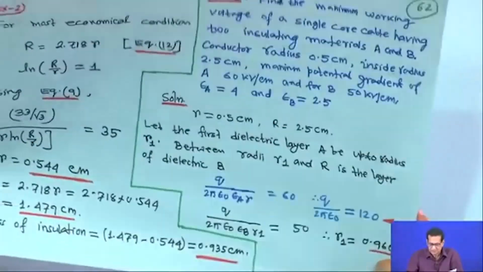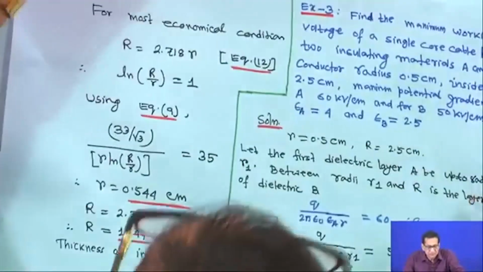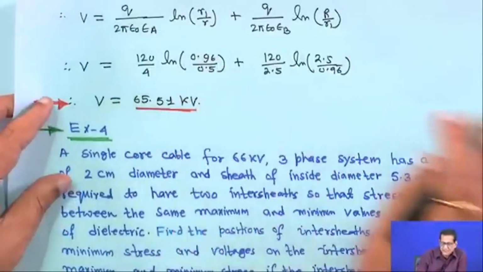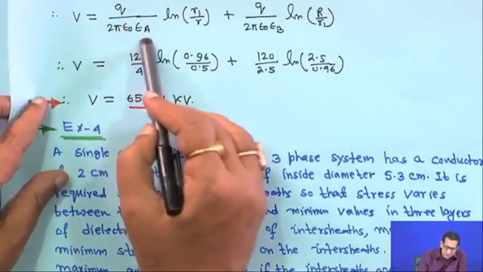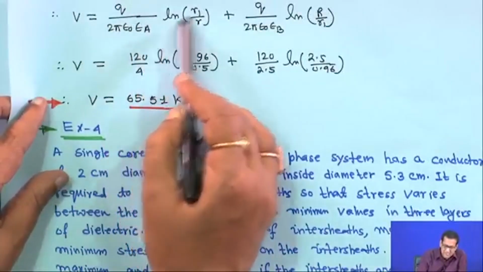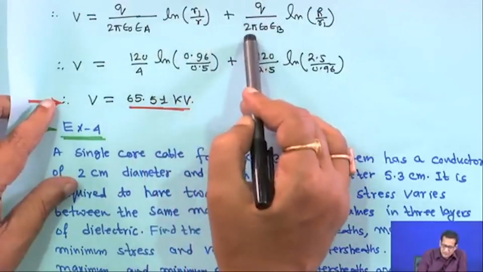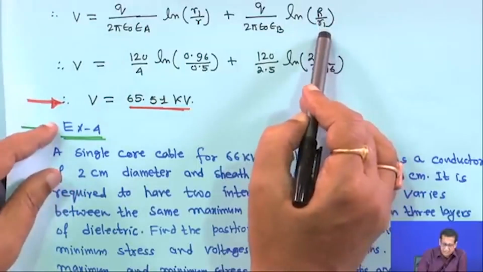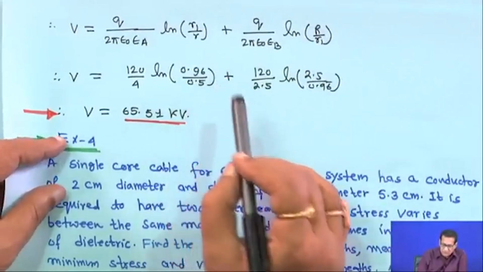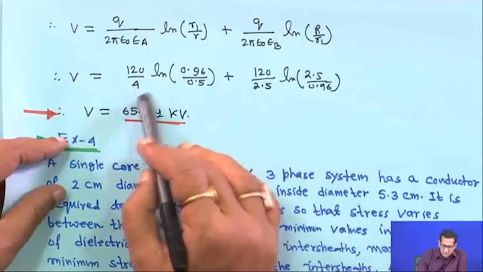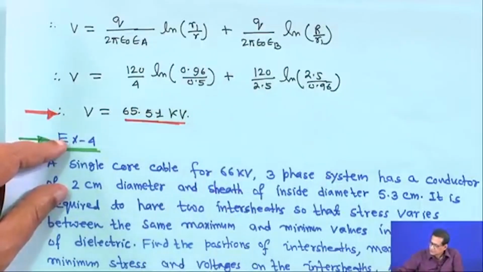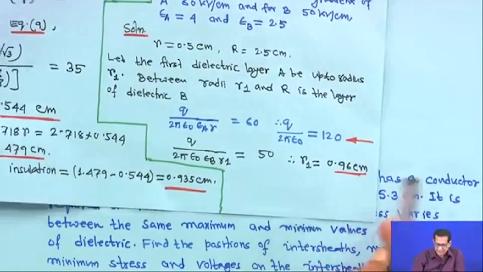Similarly, therefore voltage V is equal to, as we have seen previously from the general formula, V will be Q upon 2 pi epsilon 0 epsilon A ln R1 upon R plus Q upon 2 pi epsilon 0 epsilon B ln capital R by R1. All these values are known. We have 120 by 4 ln 0.96 upon 0.5, because R1 we have got is 0.96 centimeter.